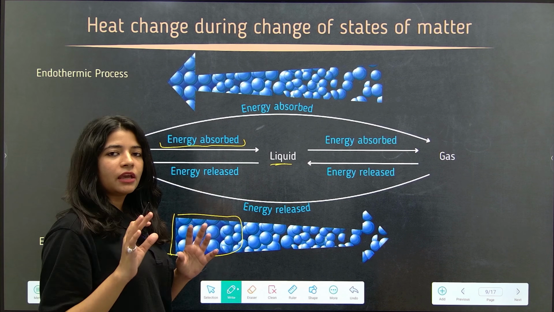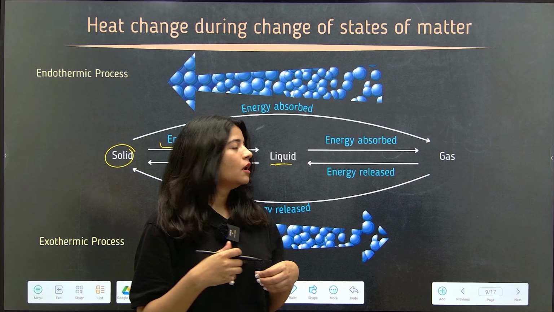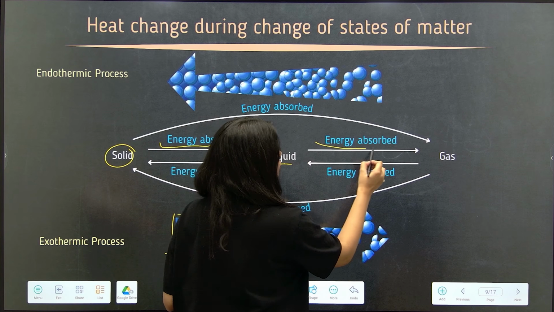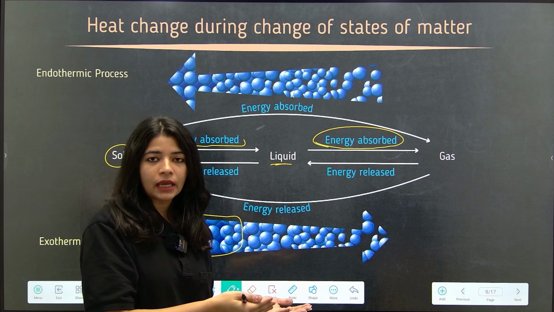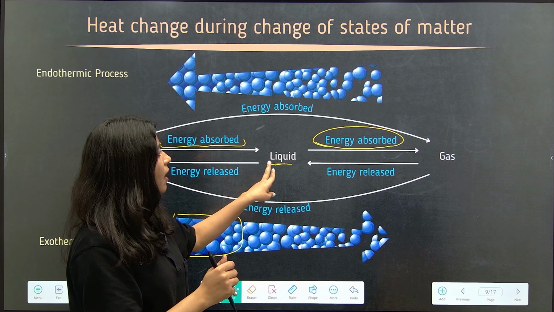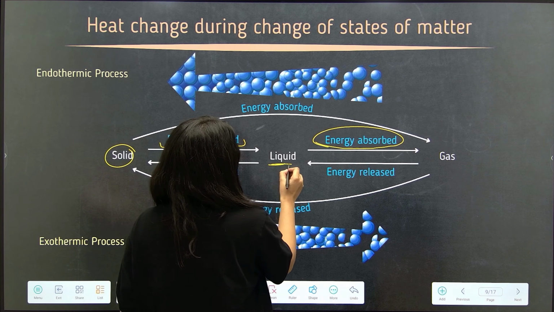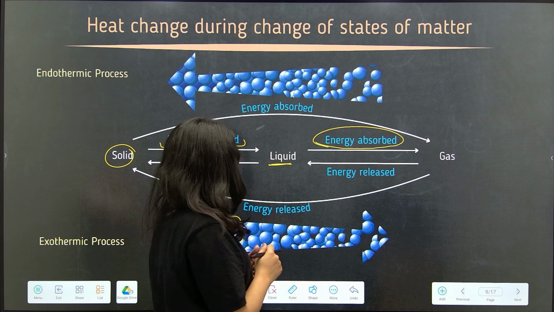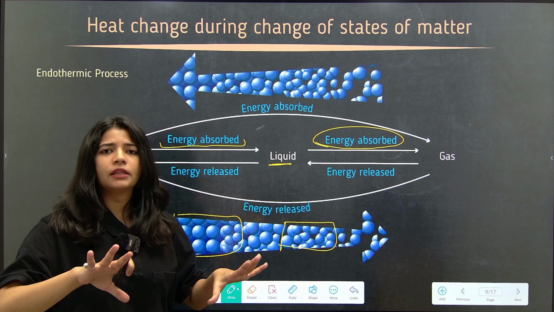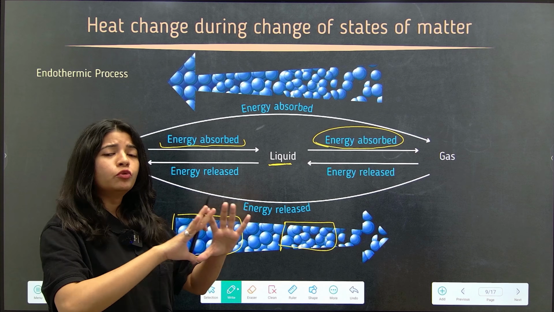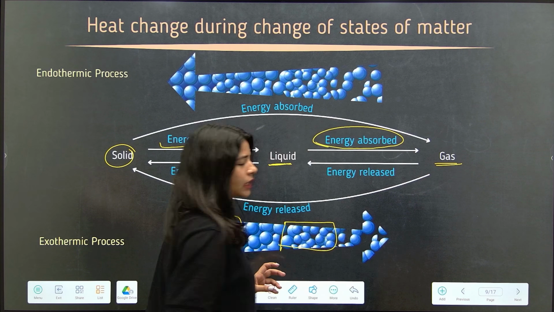Then if we want this liquid to get converted into gas, we simply have to do the same thing. We will provide energy or increase the temperature. Increasing the temperature means we are providing energy, and that energy the particles of this lattice are absorbing. So the liquid absorbs this energy, thereby breaking the bonds, and these particles move far away from each other. And therefore it gets converted into gas.